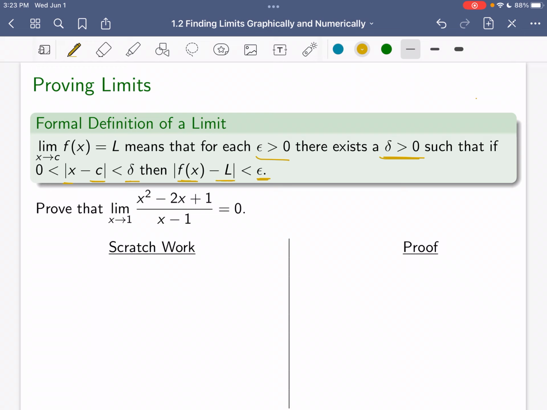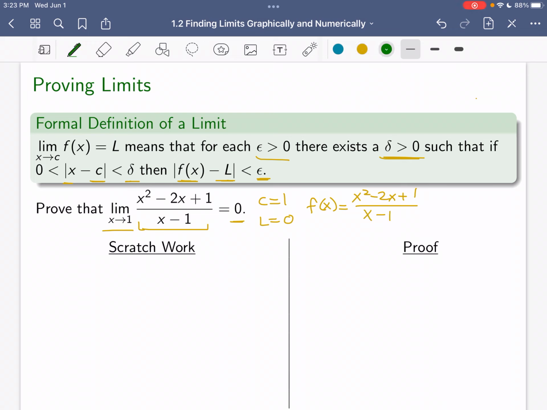And so here we want to show the limit as x approaches 1 of this function is equal to 0. So our value of c in this problem is 1, our limit L is 0, and our function f of x is x squared minus 2x plus 1 over x minus 1. So we're going to try to prove that.